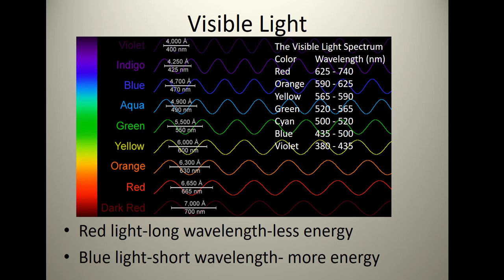Let's look in a little more detail at visible light. When we look at visible light, we see that red has a very long wavelength, and the indigo and the blue have a very short wavelength. And so that gives you a little clue on the energy. I have a smaller energy with the red, and I have a larger energy with your indigo, your blue, and your violet. And then you have the ones in between. Okay, so red light has a long wavelength and less energy. Blue light has a short wavelength and more energy.